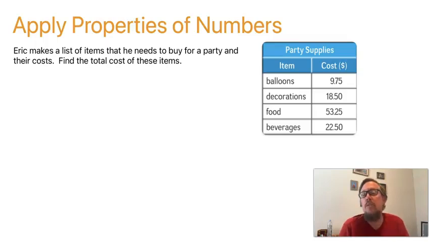The problem we're going to do here is pretty simple. It's a pretty straightforward math problem. It says Eric makes a list of items he needs to buy for a party and their costs. Find the total of these items. So we're just going to take these four cost amounts in this table and we're going to add them together.